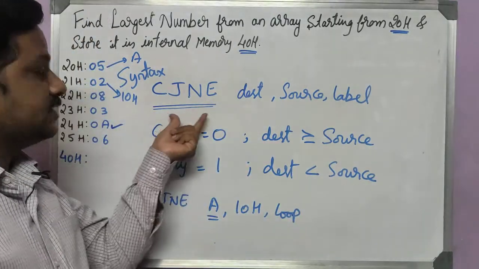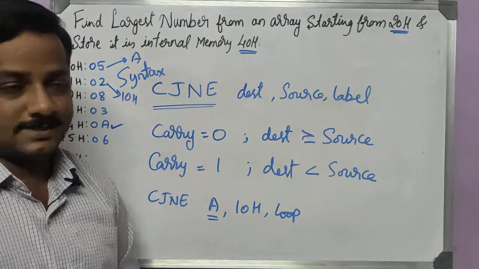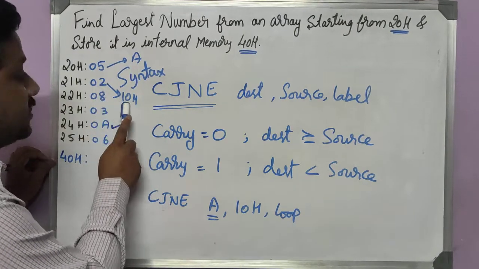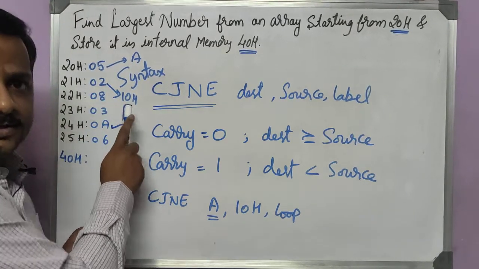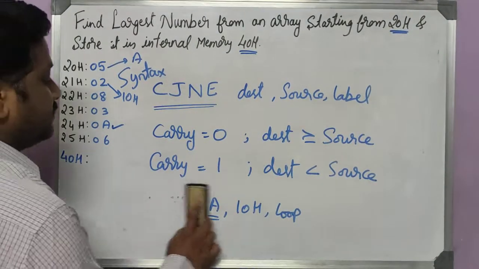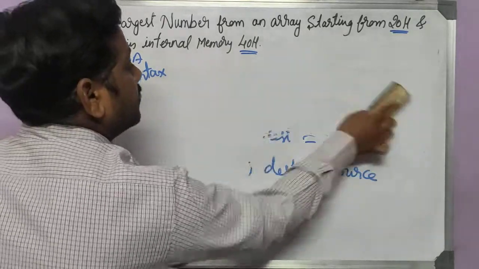We need to use this instruction to compare the data. How to compare? Let's see that. First we need to take this data into accumulator, and then this has to be taken into 10H. So first let us write that part. To do that, let me write a program now. Let's see how to write a program.